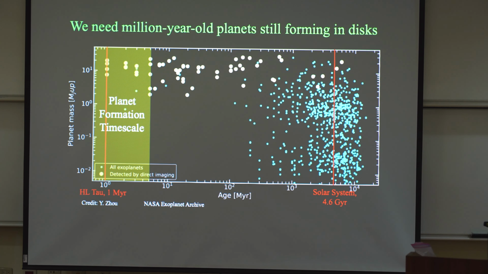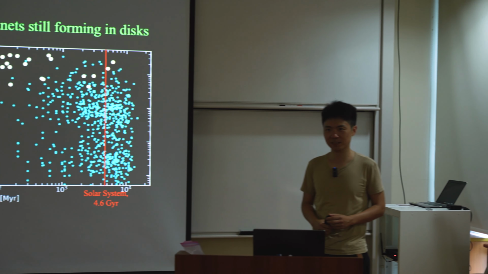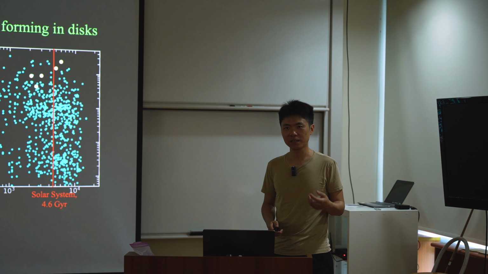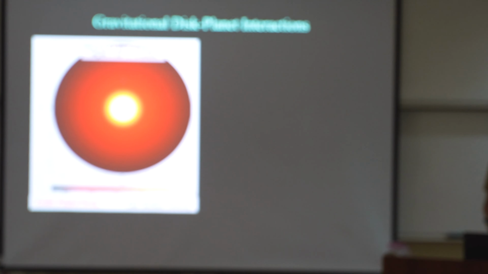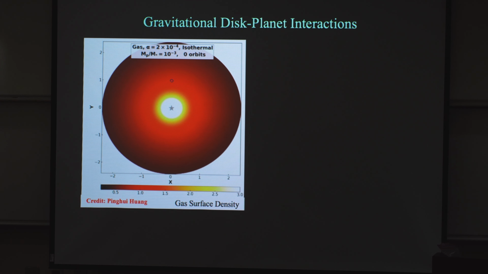To overcome this difficulty, an indirect technique to infer the presence of planets in disks has been developed in the past 10, 20 years. And this is by looking for the structures produced by planets in disks. So the idea is very simple. Planets are gravitational perturbers. So in disks, they can perturb the material distribution and produce structures. We call this process gravitational disk-planet interaction.